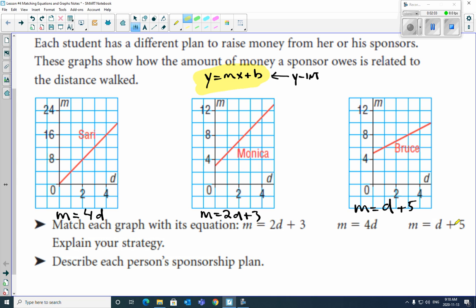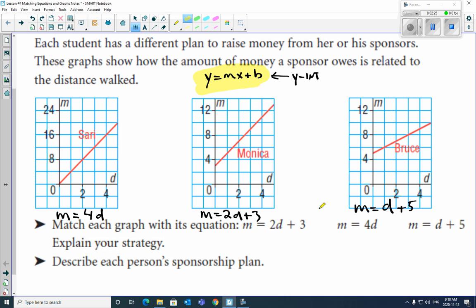And then by default, this would have to be the last one, but let's double check. So m equals d plus 5. The 5 means we start at 0, 5. That's the y-intercept. And what's in front of the d? We don't write it in, but there's a 1, and it's a 1 over 1. So that means up 1 over 1, up 1 over 1, up 1 over 1. So we can see that that is Bruce. So m equals d plus 5 is Bruce.